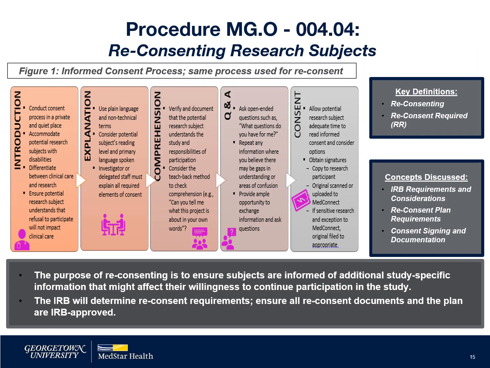In summary, the purpose of reconsenting is to ensure subjects are informed of additional study-specific information that might affect their willingness to continue participation in the study. The IRB determines reconsent requirements. Be sure to ensure all reconsent documents and the reconsent plan are IRB approved. Throughout this video, guidance on IRB requirements and considerations and reconsent plan requirements was provided. Finally, additional consent signing and documentation requirements were discussed.